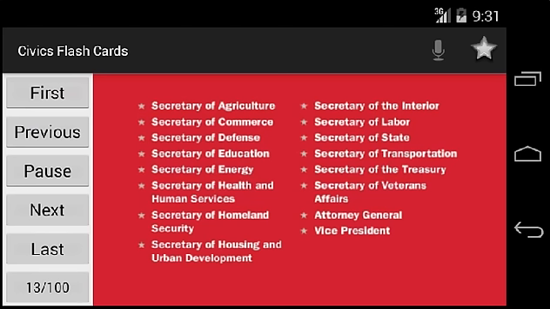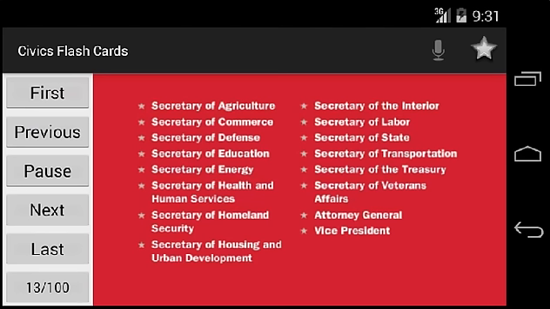Secretary of Agriculture. Secretary of Commerce. Secretary of Defense. Secretary of Education. Secretary of Energy. Secretary of Health and Human Services. Secretary of Homeland Security. Secretary of Housing and Urban Development.